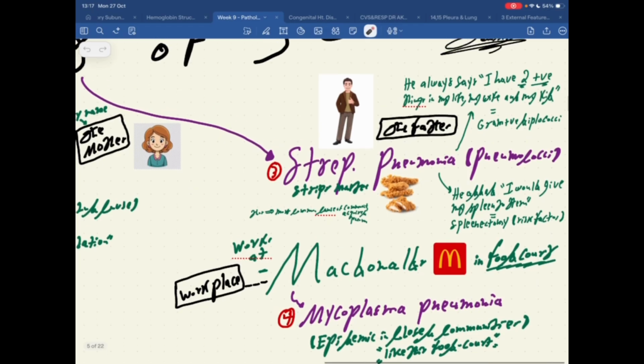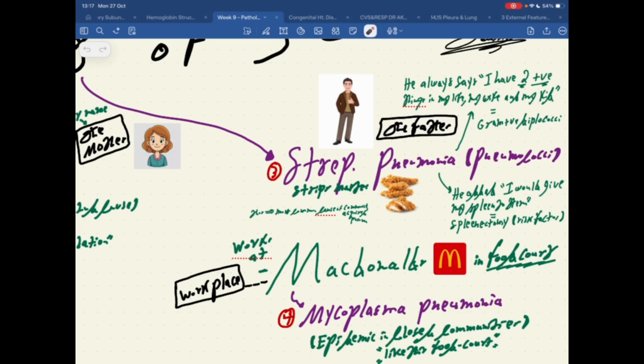And he also adds to what he says here, I would give my spleen to them. This is how much he loves them. Imagine, I would give my spleen to them. And this is correlated to strep pneumonia, as splenectomy is a risk factor for getting infected by strep pneumonia.